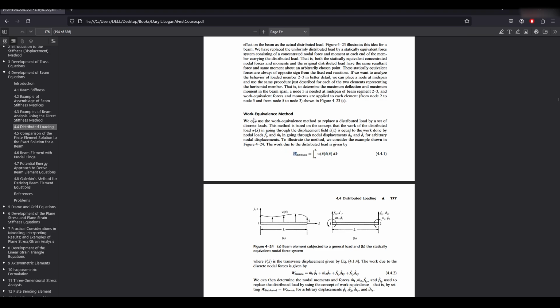So you will see the work equivalence method in action. I might not reach it today, but at least I will put the groundwork for it so that we can continue it either today or for the next time. I want to remind you, the work equivalence method deals with the multiplication of the load and its displacement field, and the displacement field equals the shape functions multiplied by the nodal displacements.